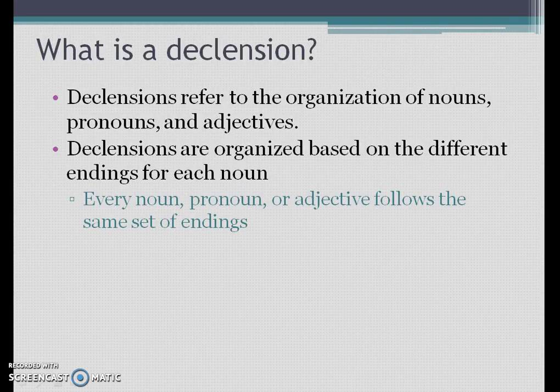Declension refers to the organization of nouns, pronouns, and adjectives. They all use pretty much the same endings. There's always a few exceptions, but you know Latin is a very specific language. Even the exceptions follow a lot of the same rules. So, declensions are organized based on the different endings for each noun. Every declension follows the exact same set of endings, and every noun in a particular declension will always match.